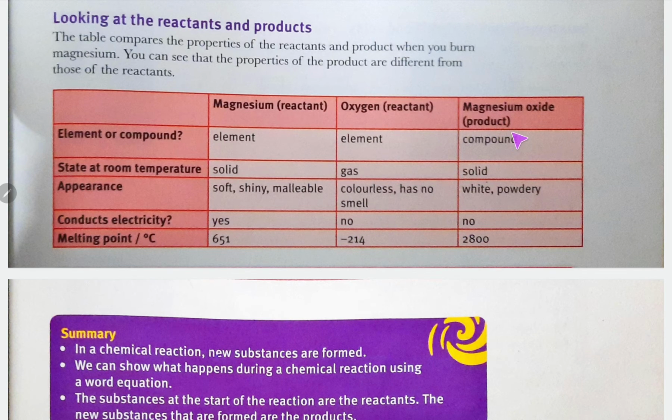Magnesium oxide will not conduct electricity. Melting point of magnesium is 651 degrees Celsius. Oxygen it is minus 214 degrees Celsius and magnesium oxide it is 2800 degrees Celsius.